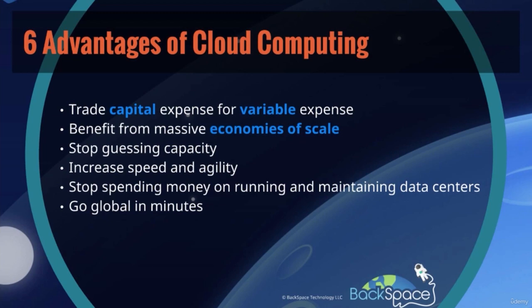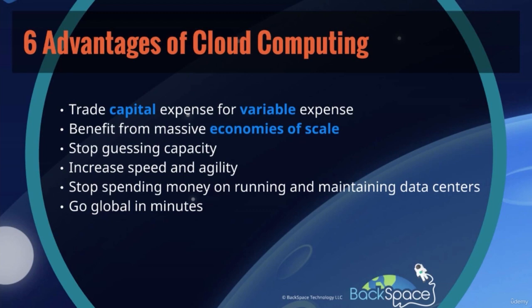Next, we can stop guessing capacity. We're going to have an elastic infrastructure that can vary according to our needs. We don't need to guess our capacity to purchase fixed assets. We are going to be using a service that is going to be able to accommodate our needs into the future. Next, we're going to be increasing our speed and agility to get our services and products to market quickly. We can launch an infrastructure on AWS within minutes.